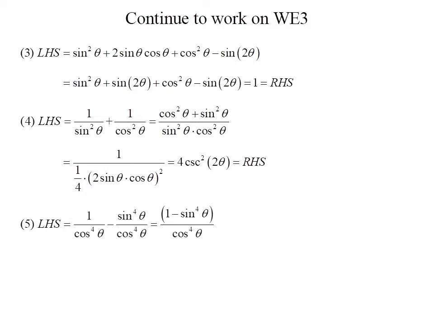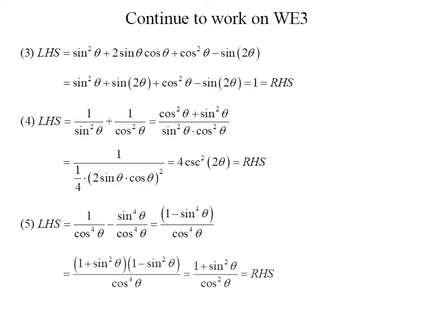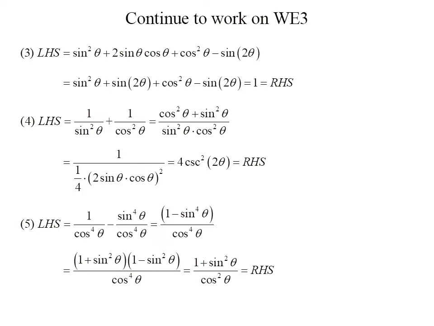As for the last relation, it can be seen that the expression on the left-hand side can be transformed to (1 minus sine to the 4th theta) over cosine to the 4th theta. After factorizing the numerator and then simplifying by cancelling the cosine squared theta with the denominator, it equals (1 plus sine squared theta) over cosine squared theta as required.